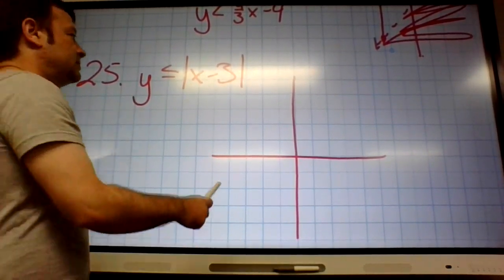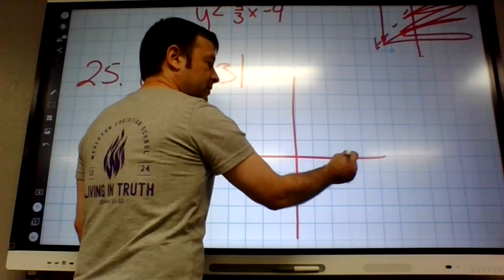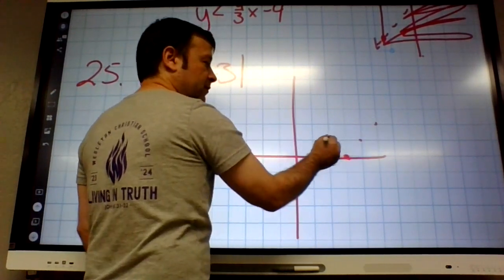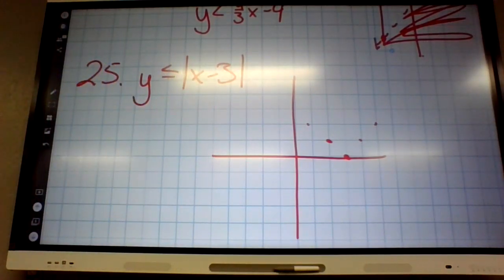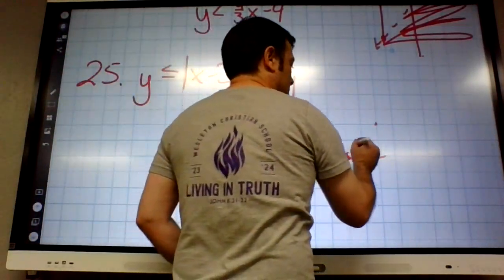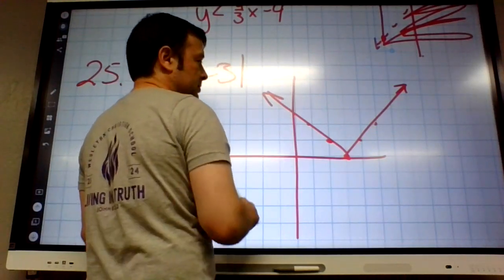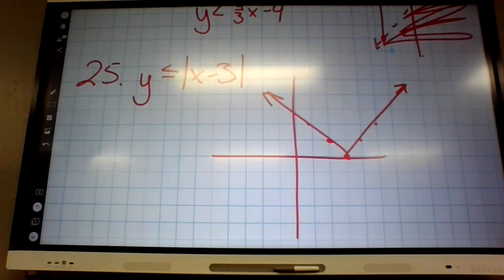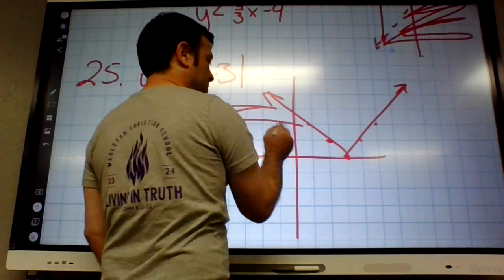Okay, so we don't have to plug in a bunch of X's. I just know the graph moves right 3. So the vertex is going to be a 3, 0, and then it just goes up in a V formation, like that. Is this line going to be solid or dashed? Solid. Solid as a brick. Are we shading above or below? Shading less than below.